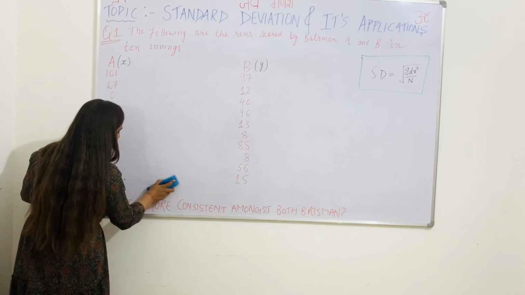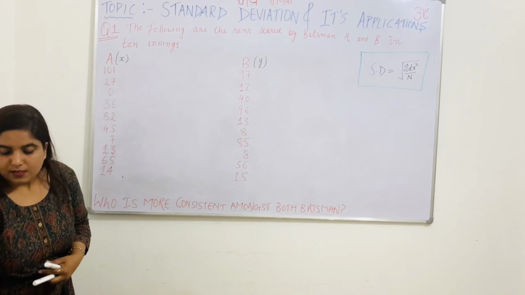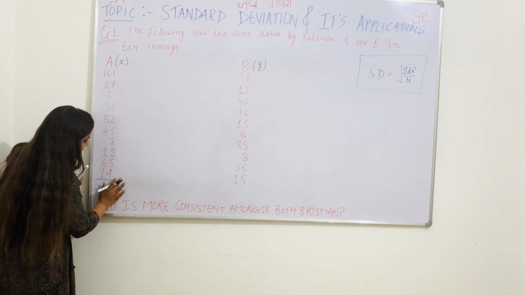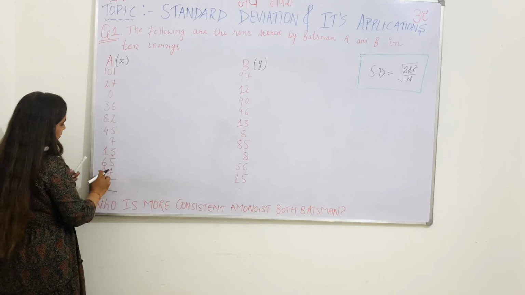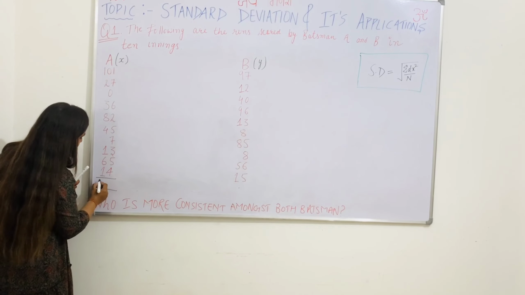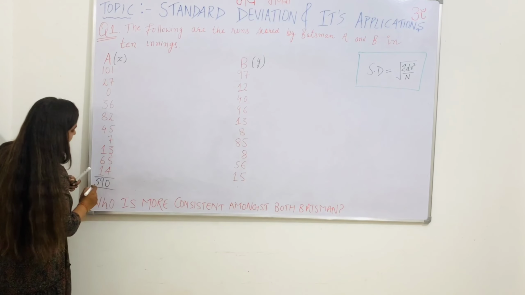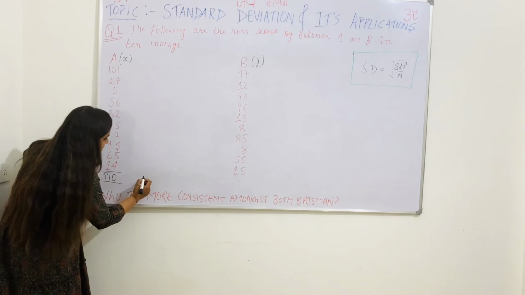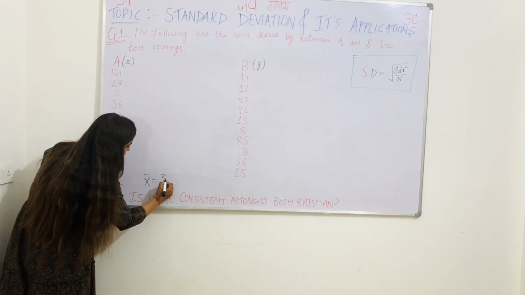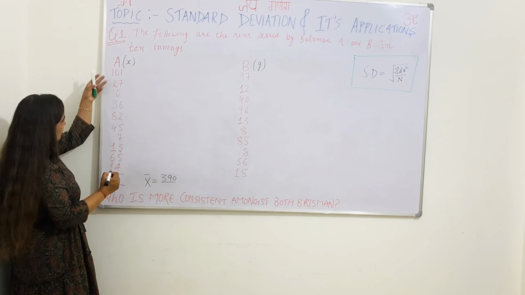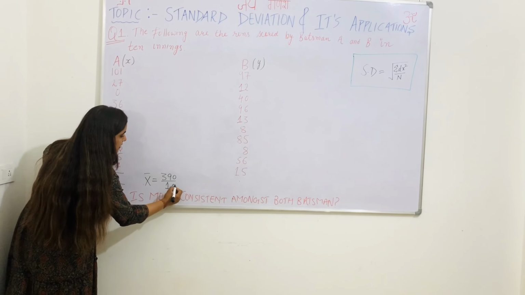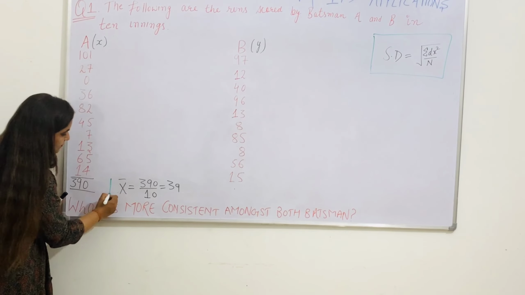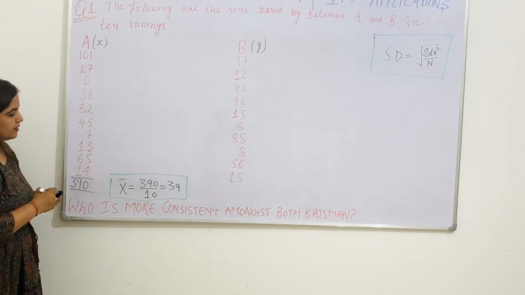For finding x bar, what do we need? We want the sum of all values of x. So we have to calculate the sum of all values, which will be 390 for this problem. So what is x bar? X bar is the sum of all terms divided by the number of terms. The number of terms is 10. So after this we get x bar is 39.